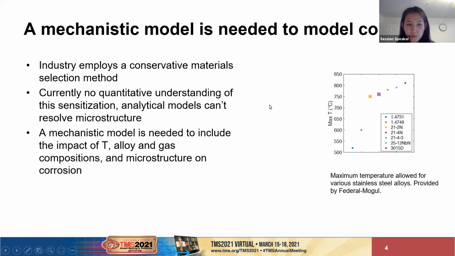And the second reason that we need the mechanistic model is that there's currently no quantitative understanding of the sensitization. And of course, the analytical models cannot resolve microstructure. So we need a mechanistic model that can include both the environmental factor and the material property factor on corrosion. The environmental factor includes the temperature and the composition of the exhaust gas, and the material property includes the alloy composition and the alloy microstructure.